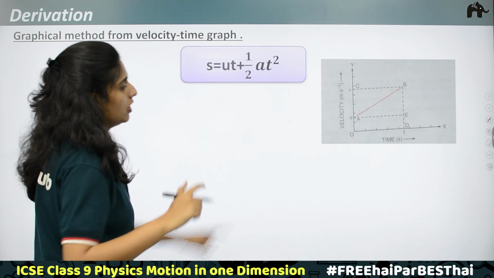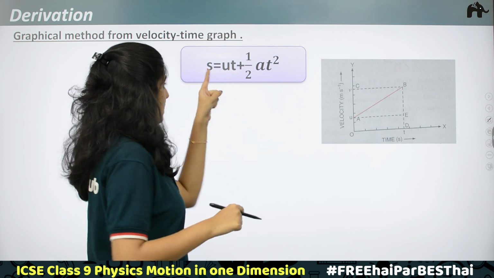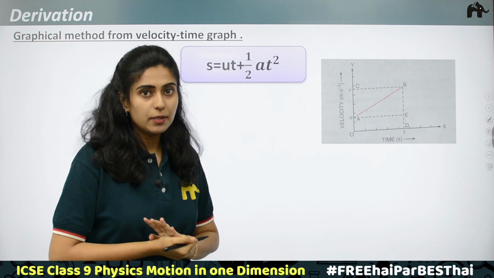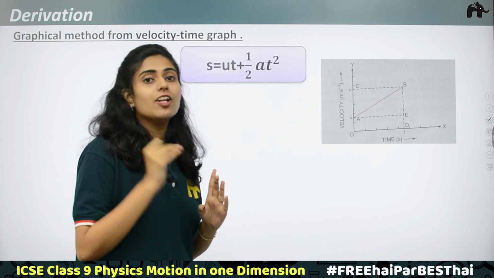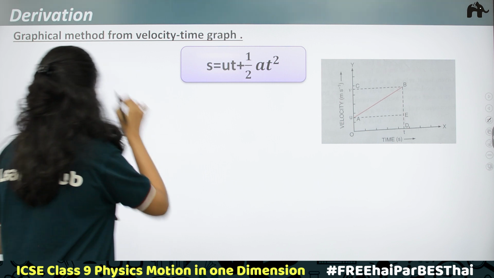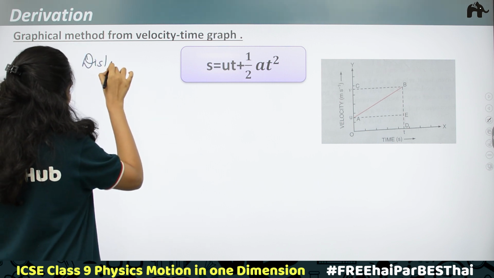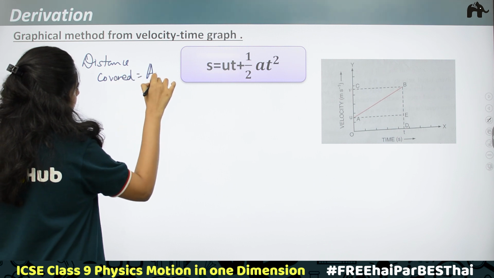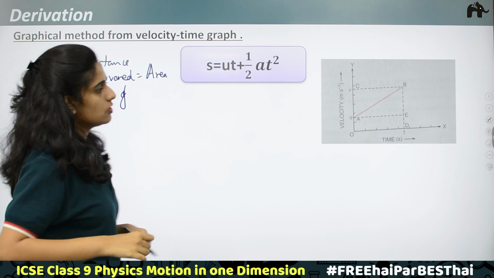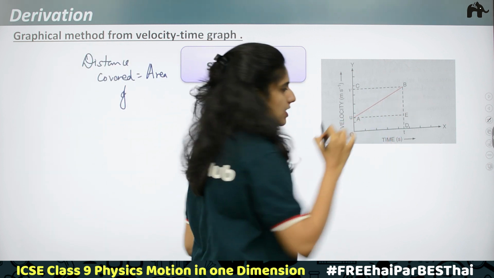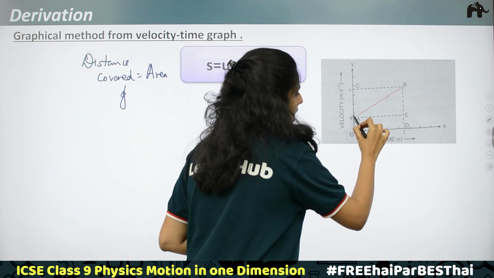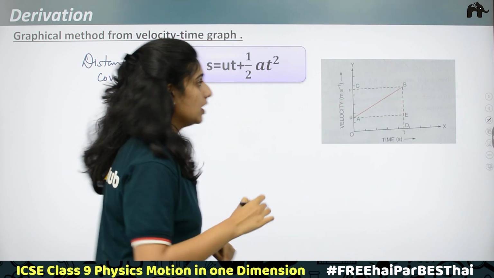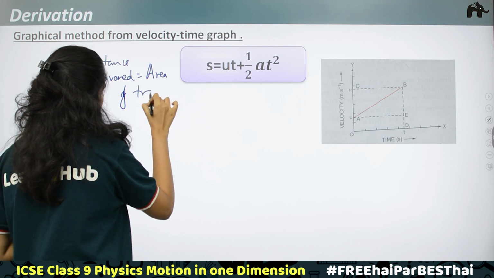So, here we are using the velocity time graph to find the distance. Okay, we have studied that from a velocity time graph, displacement can be determined. How? Area under a velocity time graph gives you the displacement. Okay, therefore, distance covered will be equal to the area of. So, here this is the region that we need to consider. Okay. So, area under the trapezium, area of trapezium OABD.